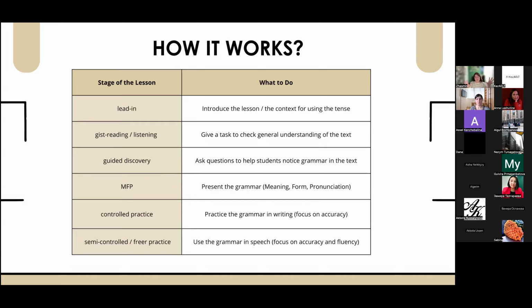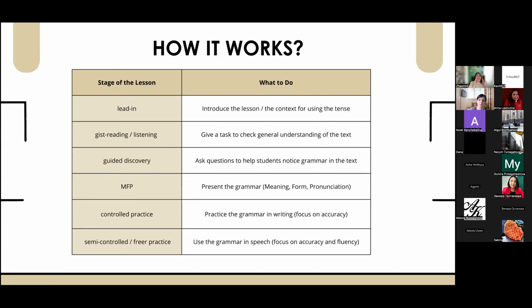In the lead in, of course, we introduce the lesson and the context for using the tense. I'm sure everyone is familiar with that. Then the text: just reading, just listening, because you can introduce your grammar through listening, through a video. It is also possible. The most important thing is that the video or part of the audio should have your target grammar. Most of the time I go with the safer option, which is reading. Give a task to check gist, the general understanding of the text or listening.